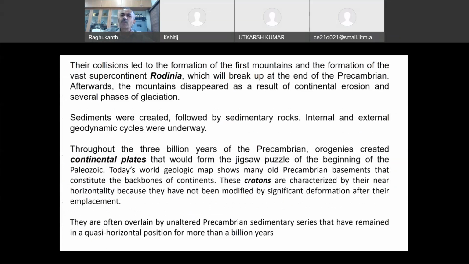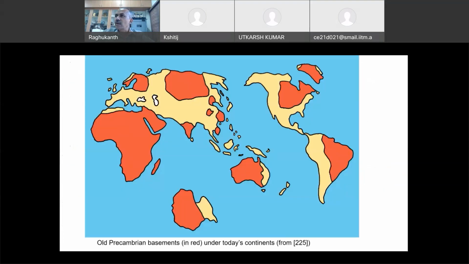So one can see this Pre-Cambrian sedimentary series. In many places, where do you see most of the Pre-Cambrian rocks? At the old ones. Of course, some of them you can see on the surface, some of them maybe below the surface itself. So you can identify where the oldest rocks are found on this earth. Where are the oldest rocks? They are found in Africa.